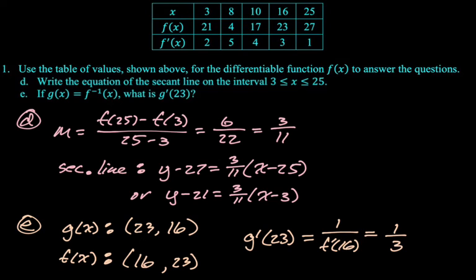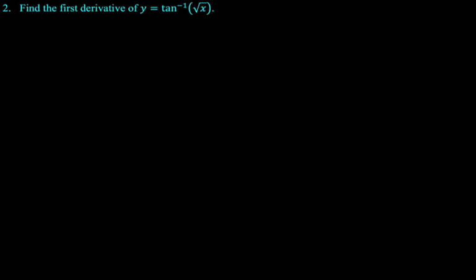All right, last question of this problem set. Find the first derivative of y equals arctan of root x. All right, the derivative of arctan is 1 over 1 plus u squared times the derivative of u. So I'm going to start with the derivative of u, which is 1/2 x to the negative 1/2. That's our numerator over 1 plus u squared, so 1 plus root x squared.